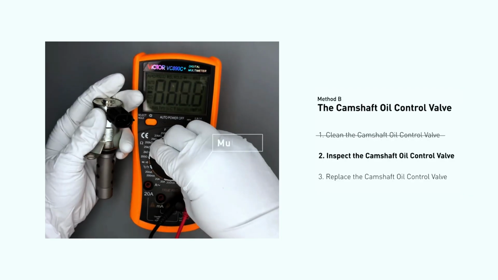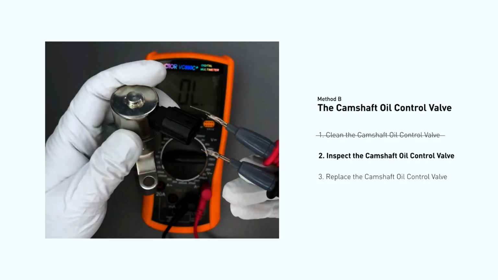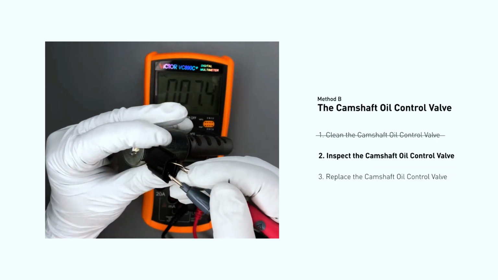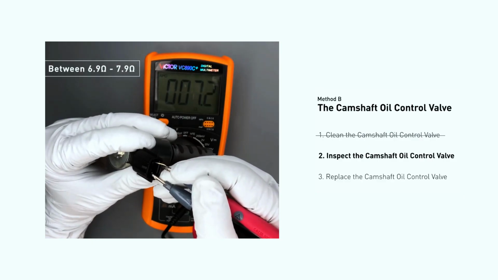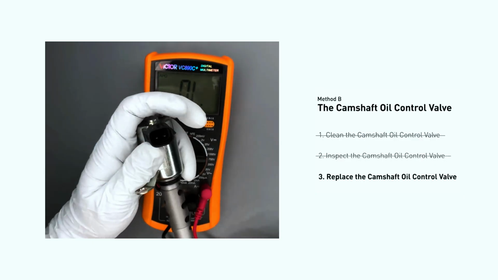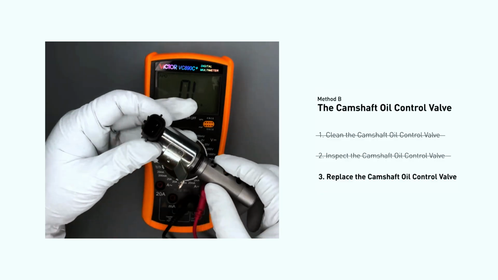Then use a multimeter to proceed with the test on the camshaft oil control valve. At an ambient temperature of 68 degrees Fahrenheit, the valve resistance is between 6.9 ohms to 7.9 ohms. If you do not get a reading, this indicates that the camshaft oil control valve is faulty and needs to be replaced.